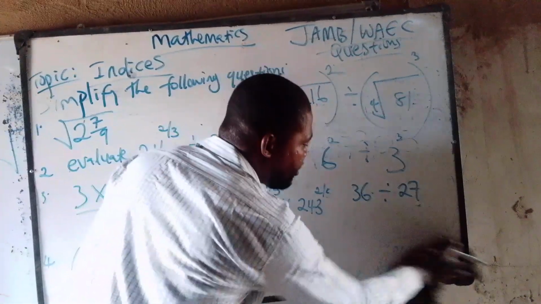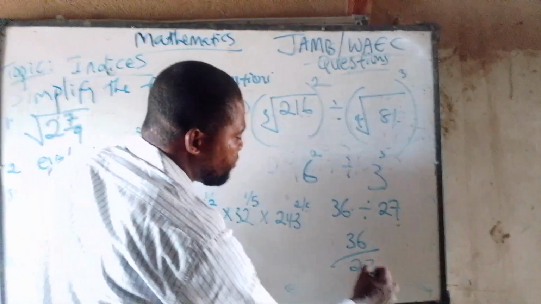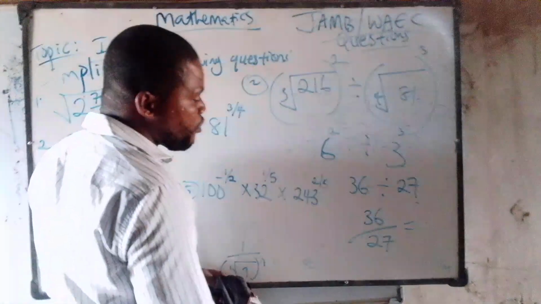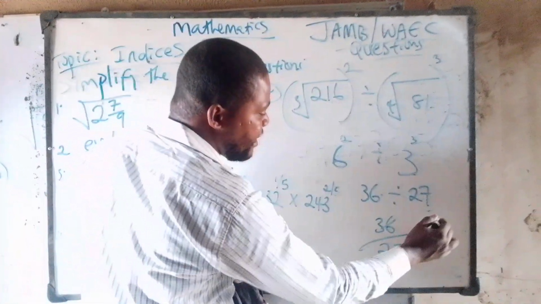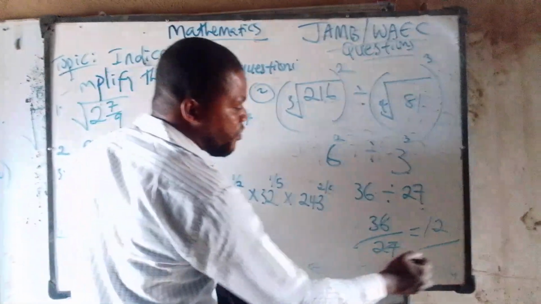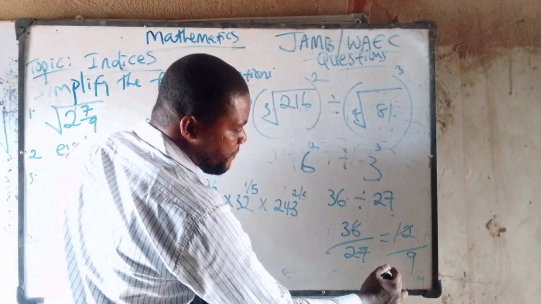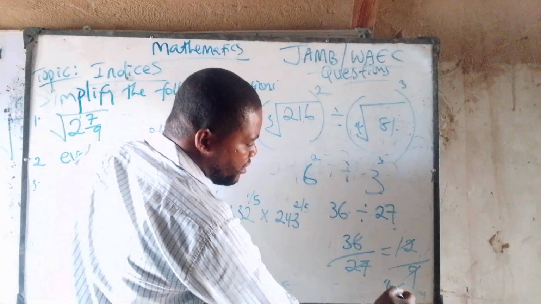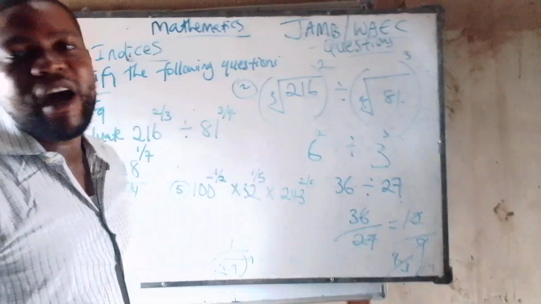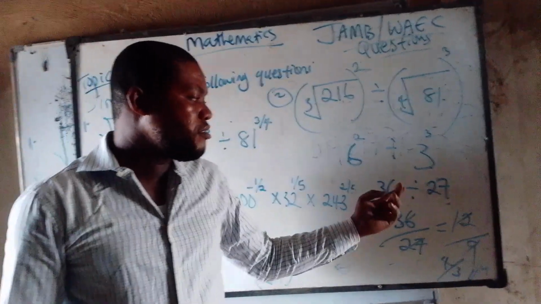If I simplify this work, what will I get? 36 over 27. Can anything go? Let us check anything can go. 3 can go here how many times? 3 can go here, and 3 here, 1. 3 here is what? 2. 3 can go here, 9. 3 can go here 4 times. 3 can go here 3 times. Our answer is equal to what? 4 over 3, or one whole number, 1 over 3. Our answer is 36 divided by 27.